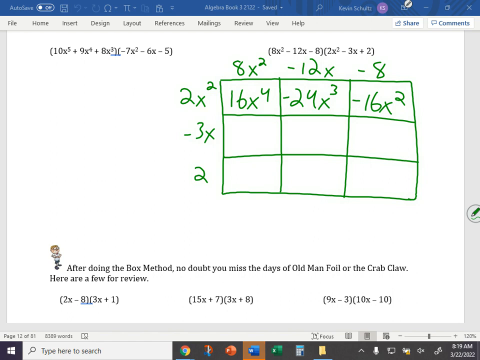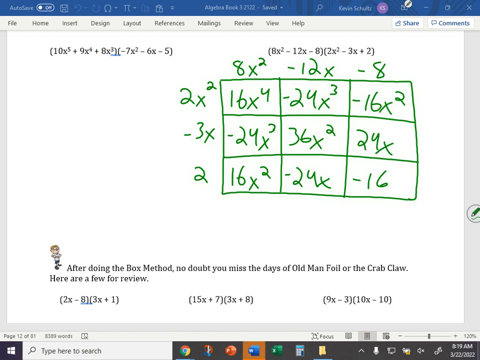Now we go to that negative 3x multiplied by everything in the other expression. Negative 24x cubed, 36x squared, 24x. And that constant of 2 multiplied by everything in the other expression, 16x squared, negative 24x, negative 16. Our like terms line up diagonally just like they're supposed to, right? Since the way these expressions are set up. So we got our x cubed terms, we have our x squared terms, and our x terms.